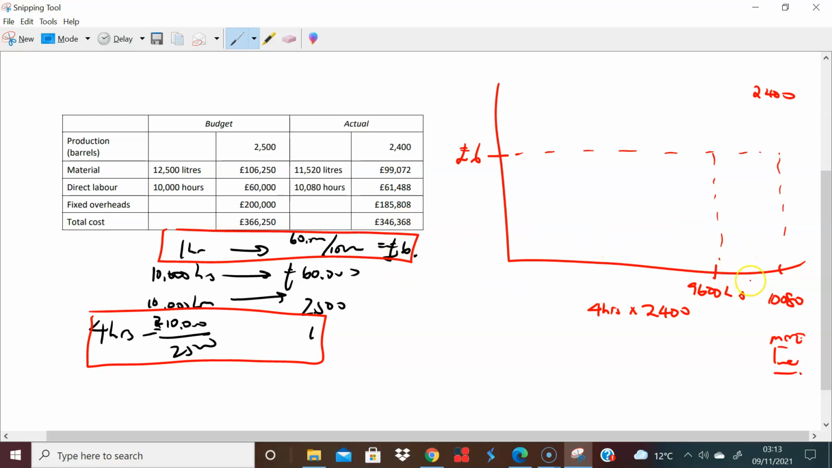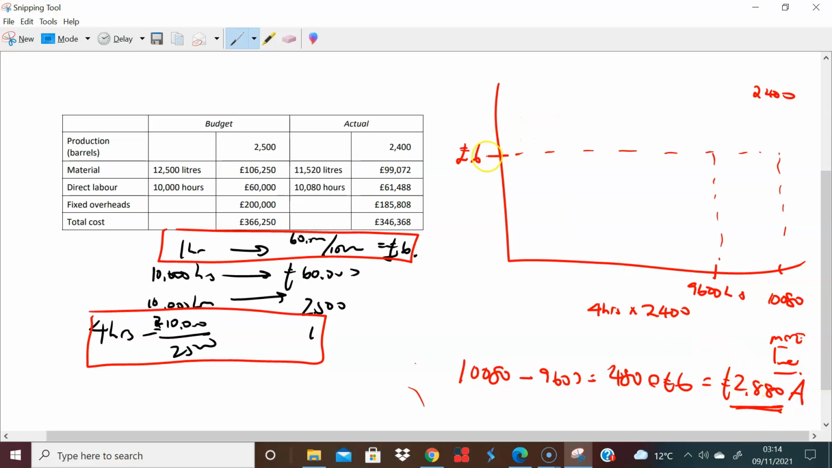And so you have a difference here of 10,080 minus 9,600, which is the adverse variance of what you've just done. That gives 480. So a whopping 480 hours at £6 is 2,880. So you have an adverse variance of 2,880 for efficiency.